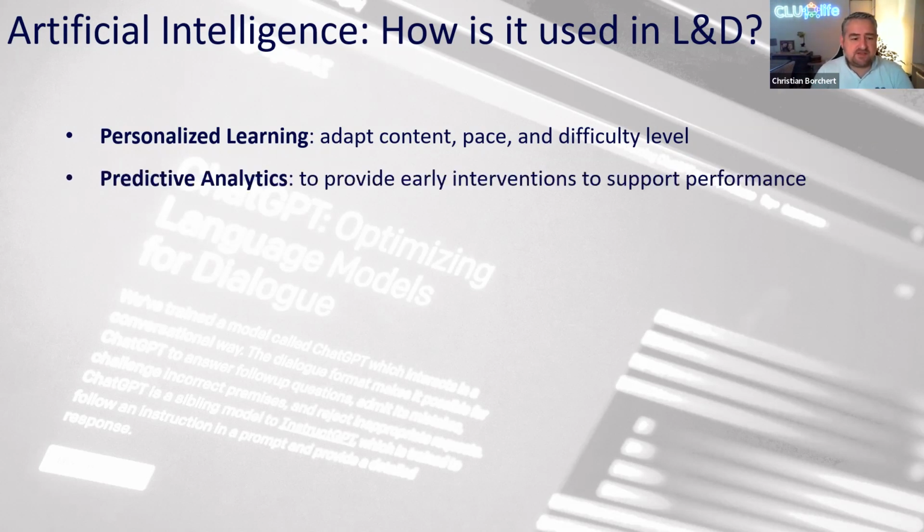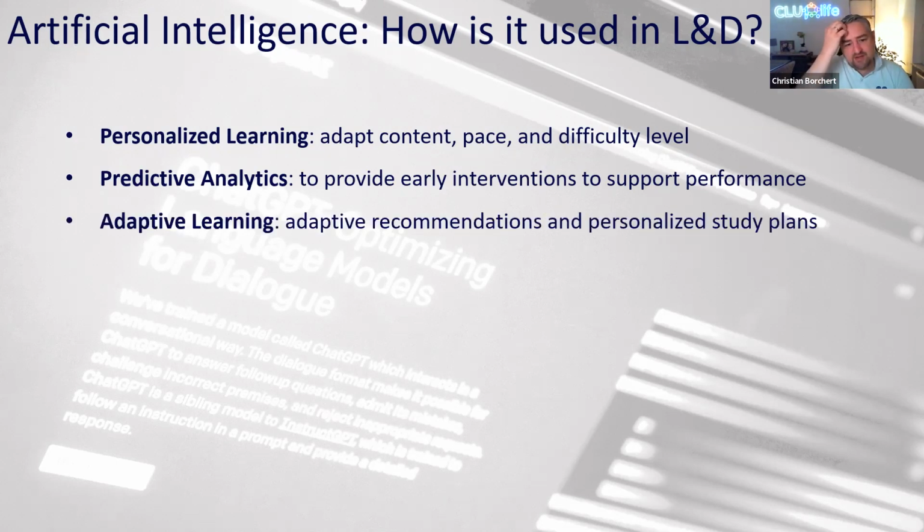Another field that is highly interesting is predictive analytics. So you actually try to provide interventions before a problem or a learning gap is obvious. You try to predict when a certain person needs certain information that they might have lost or never learned before, and then provide it upfront for this specific person. Adaptive learning is where you adapt the learning experience and the recommendations for this person based on their experiences, and then create a personalized study plan and learning plan for them.